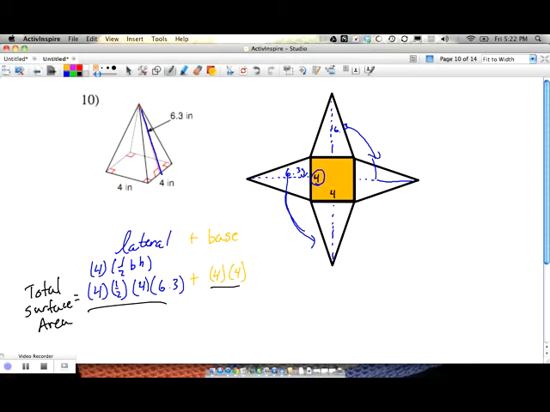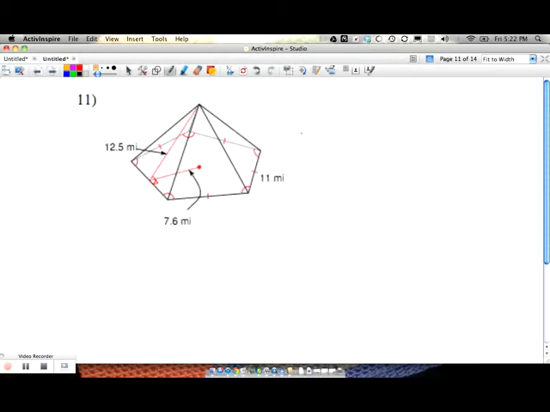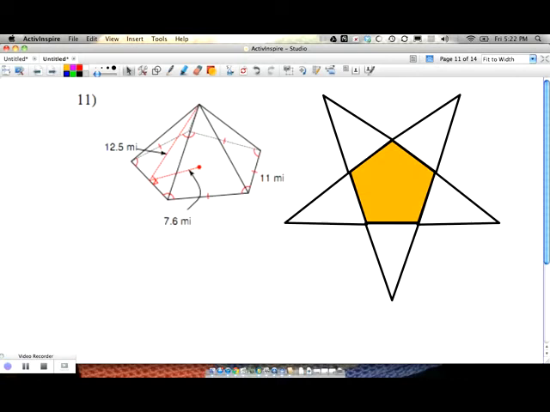Next. Number 11. Did we make one for this? I don't know. Oh, there it is. Nice and big. There's the net. Alright, now notice again we have this pentagon. This is almost identical to what we did before, just the numbers changed a little bit. So we have this apothem, and that's 7.6. So I'm going to go from the middle out to an edge, and that's 7.6.